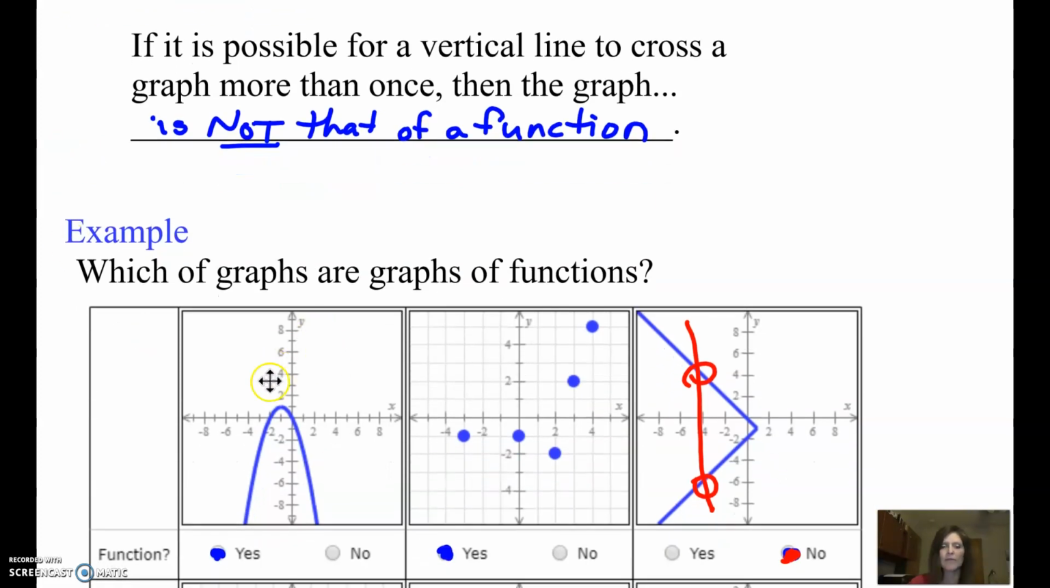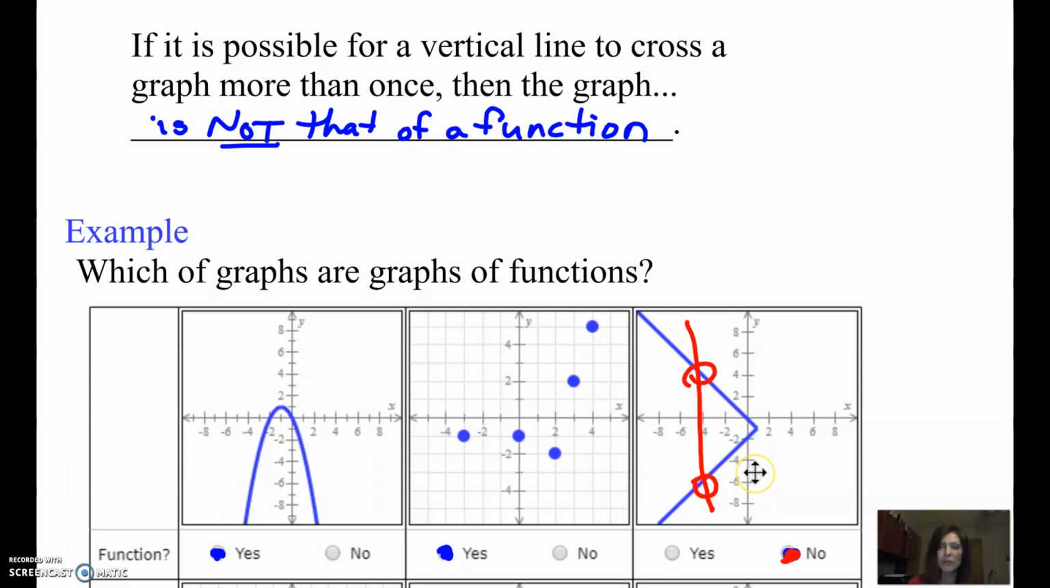This first one, I have a nice parabola. No matter where I would draw a vertical line, it's only going to cross that one time. Each vertical line represents an x value, and it's only going to get paired with one y value. This next one is what we call a discrete function because it's isolated individual little points rather than a nice connected picture. Once again, no matter where we draw a vertical line, it's only going to hit one of those dots. So every single x gets only one y value.